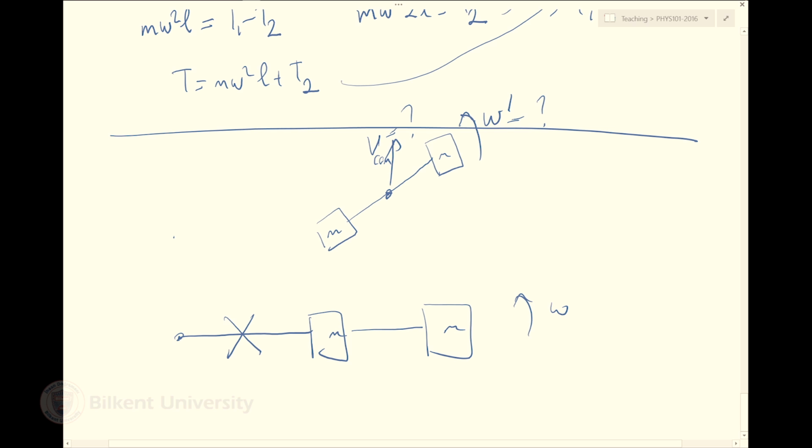So what are our guiding principles here? Once the rope snaps, what is conserved in the system? Is momentum conserved? Yes, of course it's conserved, right? These two objects are tied to each other, but they are a closed system. They are on a frictionless table. So momentum will be conserved.